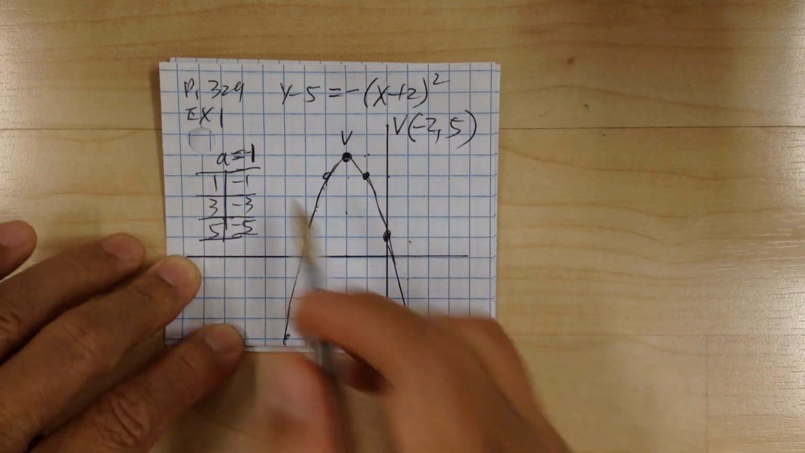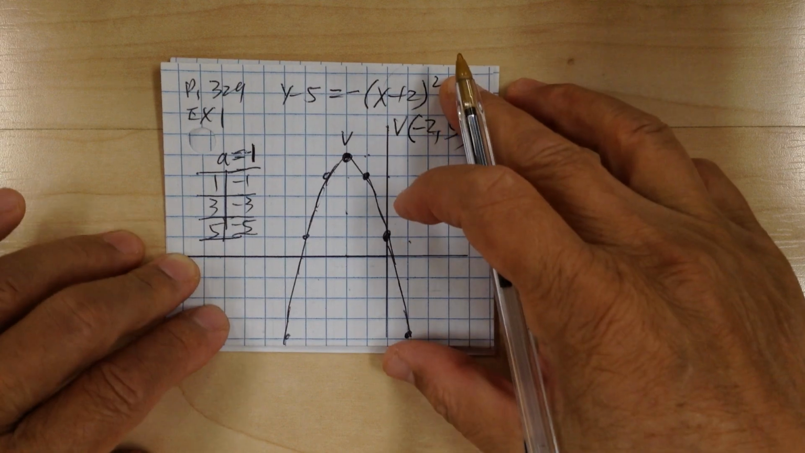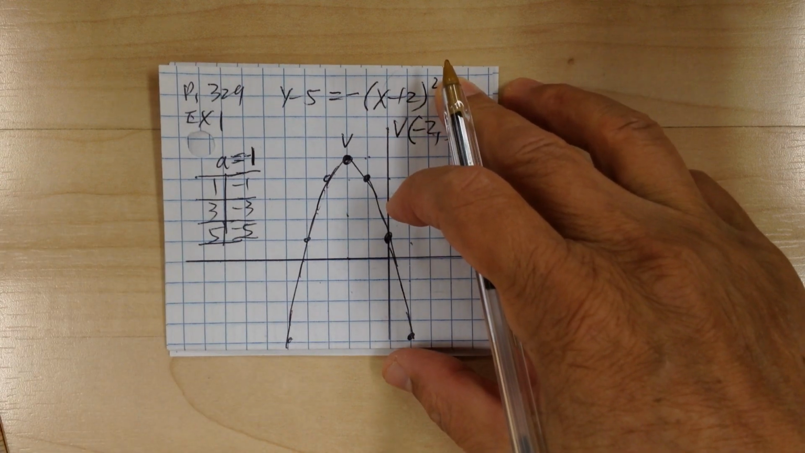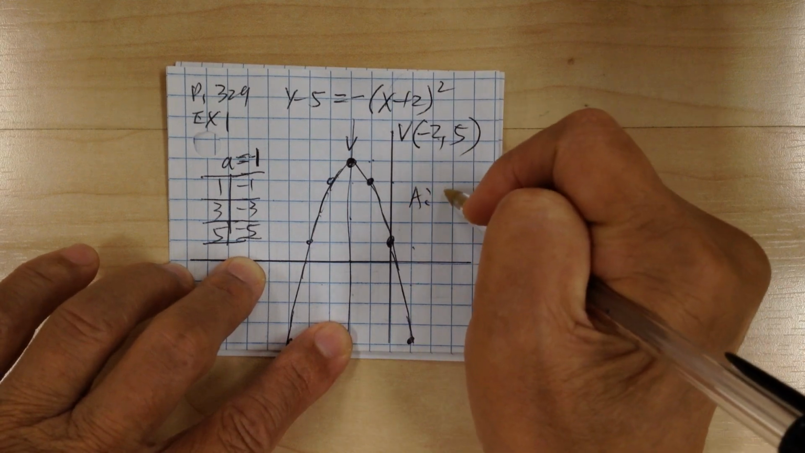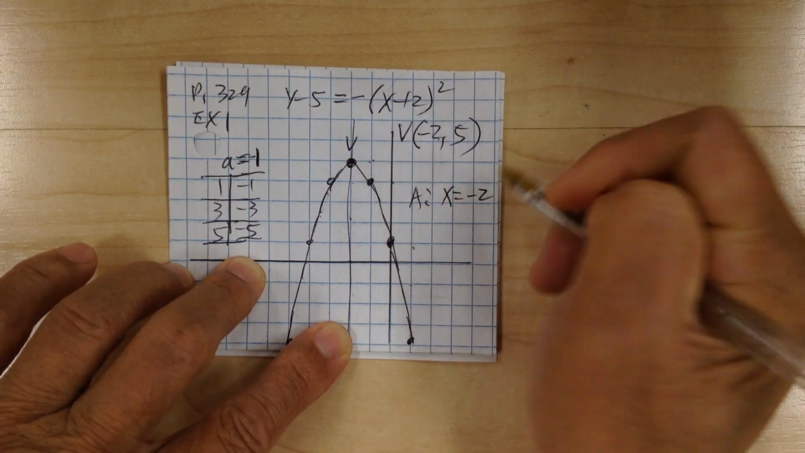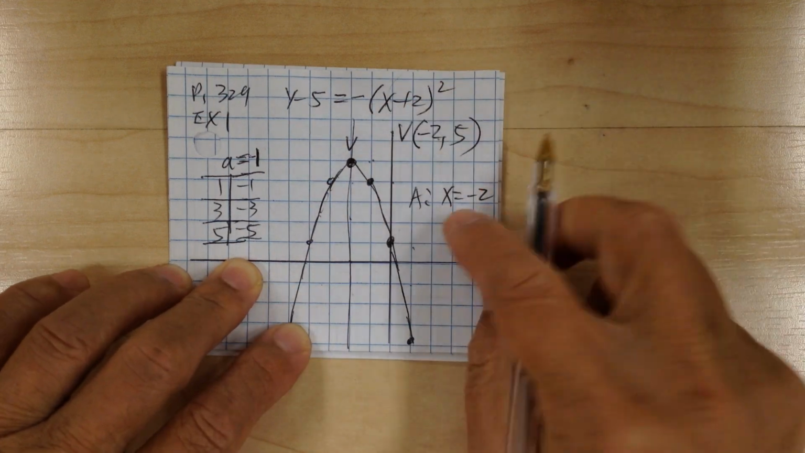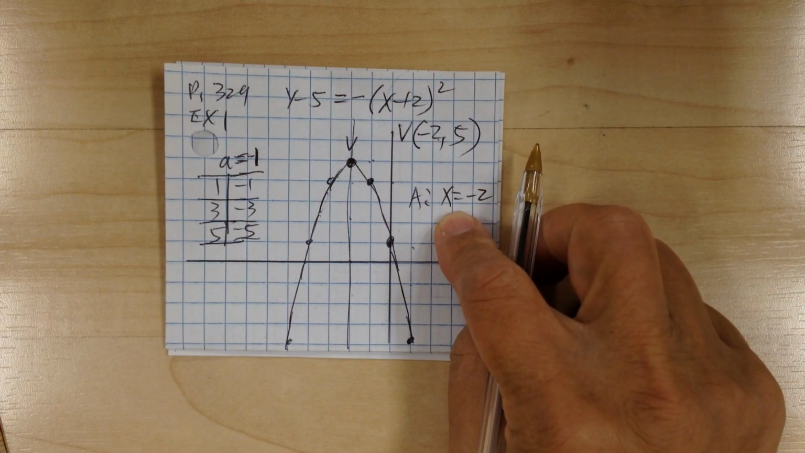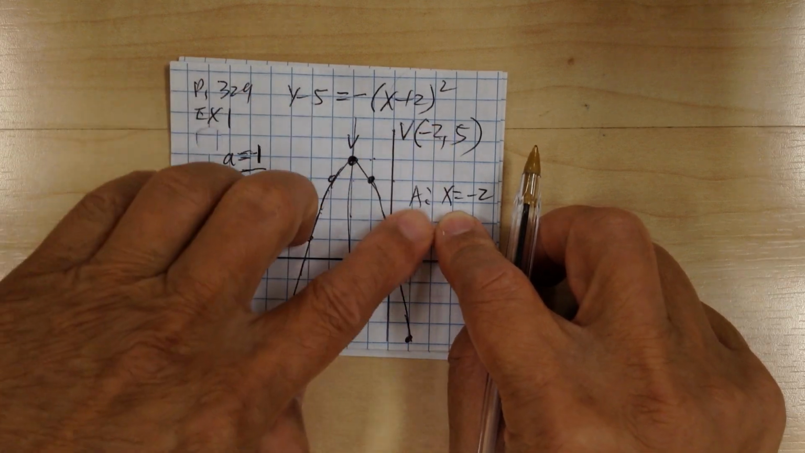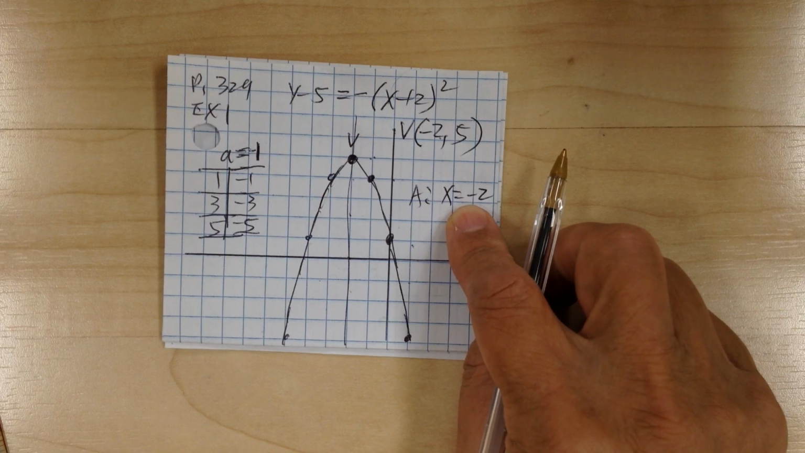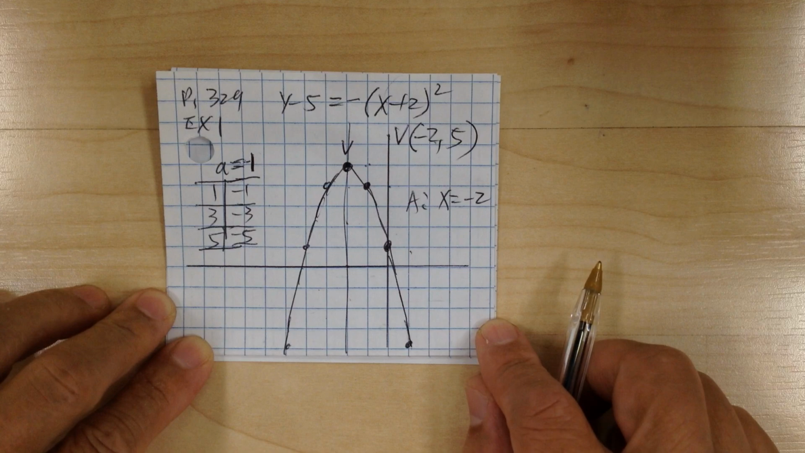So this is a nice trick to use. That way you don't have to make the table to make a whole bunch of points. And so from here, your axis would be x equal to negative 2, because that's where the vertex is. The axis goes through the vertex. So that's your axis. And what else? Label the vertex. So your vertex is here, and the axis is x equal to negative 2. And so that's it for example 1.